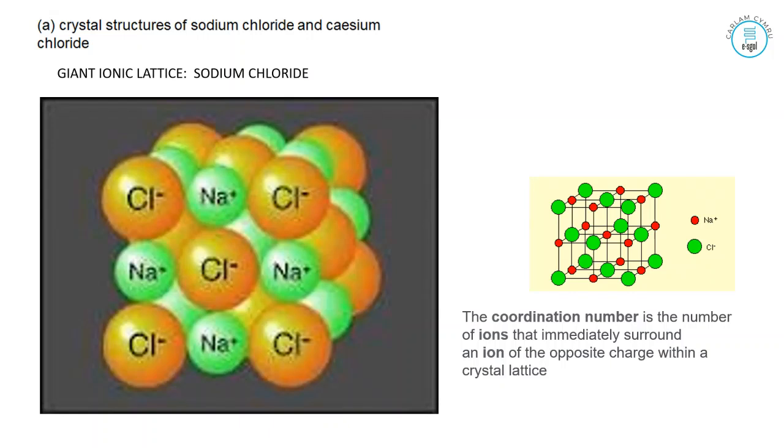Okay, so now I'm going to talk to you about drawing the structure. This is sodium chloride here, and if we look at the coordination number, you'll see the chloride ions are as close as possible to the sodium ions. So there's my sodium ion, the orange dot. The chloride ions are here.